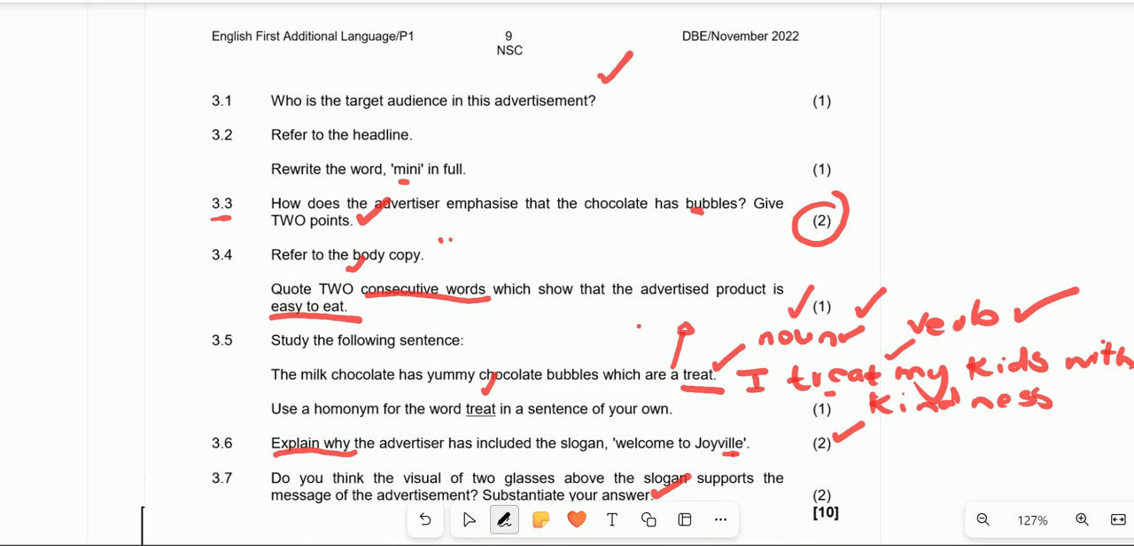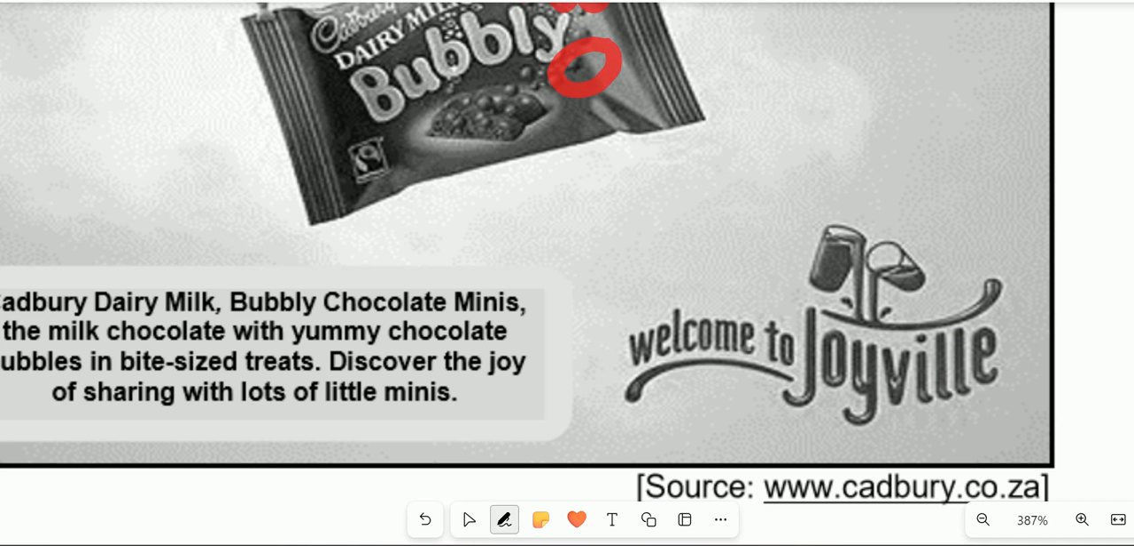So let us go to the advert again and check whether the 2 glasses there have supported the message of the advertisement. Here is the slogan, "Welcome to Joyville." And what do you see? You interpret exactly what you see. You say yes, the 2 glasses do support the message of the advertisement. The glasses are above the slogan that states "Welcome to Joyville," and they are pouring chocolate and milk, which are the 2 ingredients used to make the chocolate. So therefore, the 2 glasses correlate with, if not support, the message of the advertisement. Can you hear the response? The response is well substantiated.